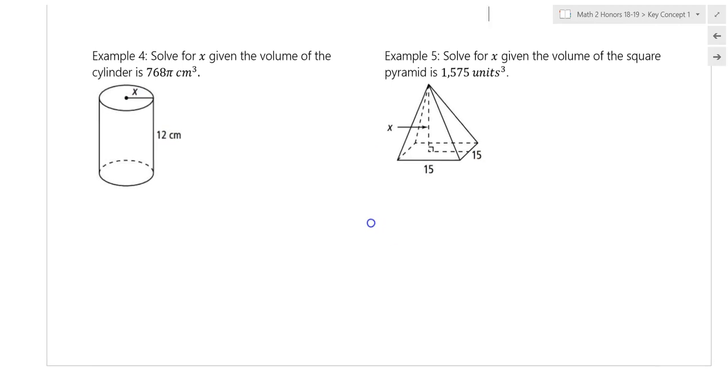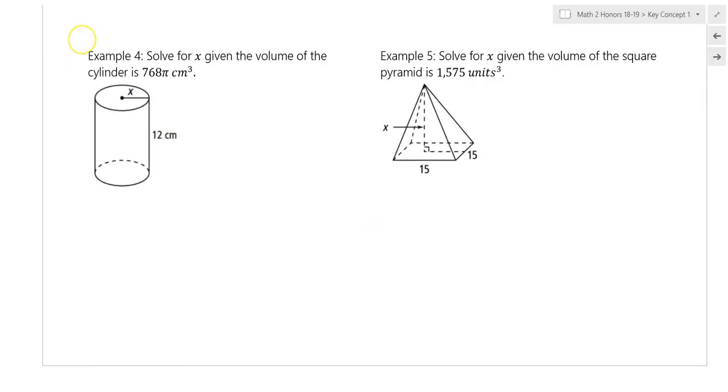All right, looking at example 4, a slightly different problem. Solve for x given the volume of the cylinder is 768 pi centimeters cubed. This is a cylinder, so volume equals pi r squared times height. So I'm just plugging in what I know. Usually I'm finding the volume. That's not what I'm finding here. That means I should know what the volume is. And I do. The volume of the cylinder is 768 pi.